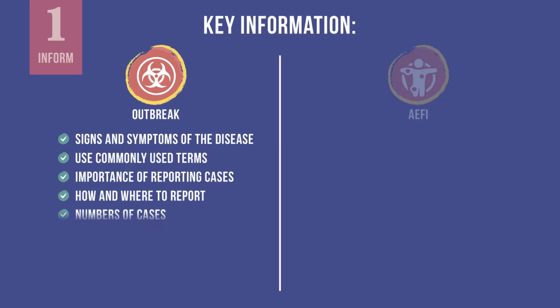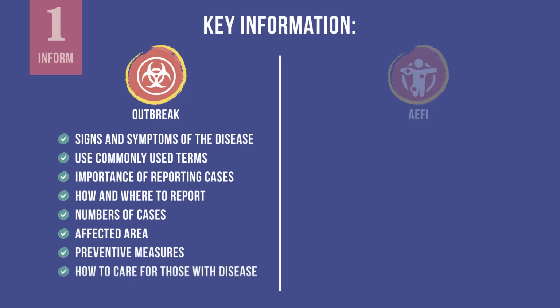Include the number of sick children or adults and use maps to show areas affected. Communicate how to prevent children and adults from getting infected and how to manage those with the disease. Finally, if there are rumors or misconceptions about the disease, include clear facts to dispel them.